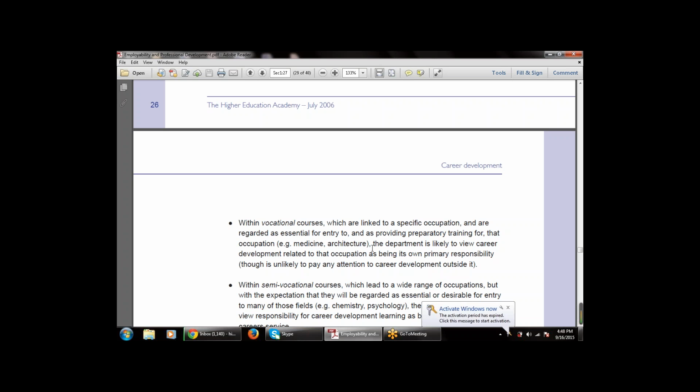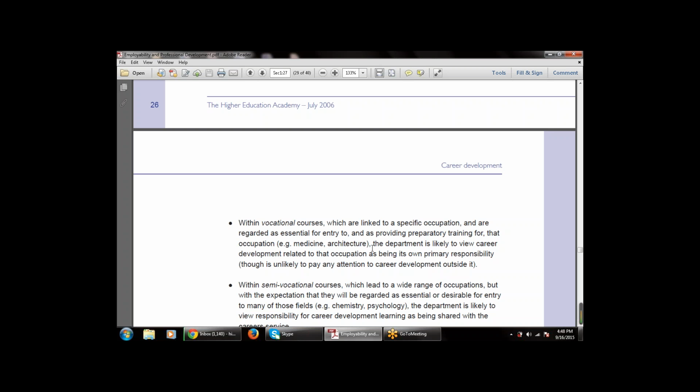The department is likely to view career development related to that occupation as being its own primary responsibility. Then next, within the semi-vocational courses.